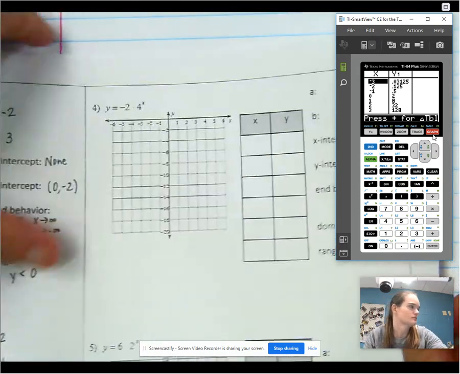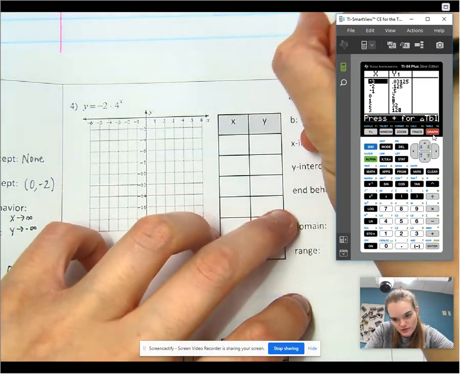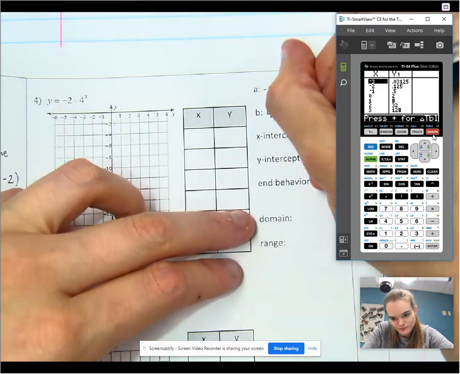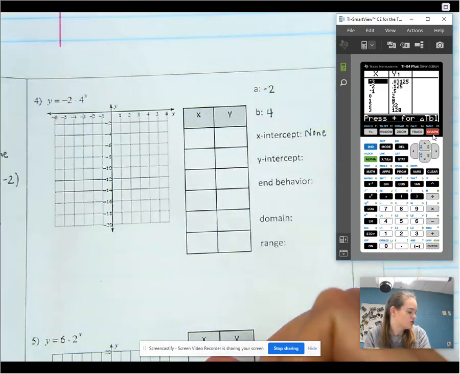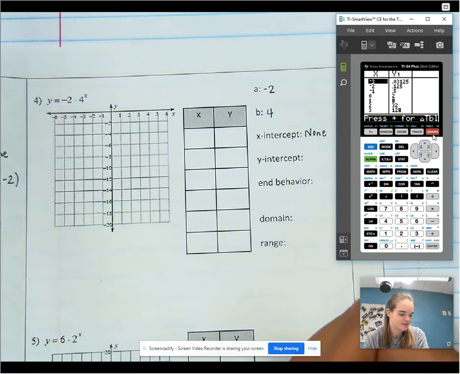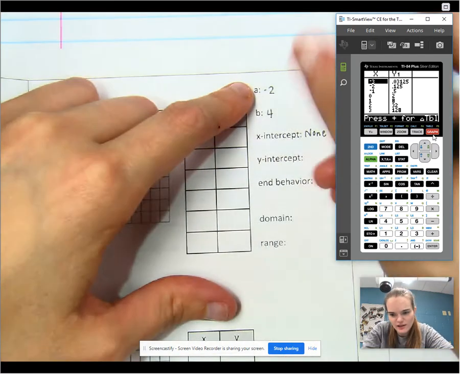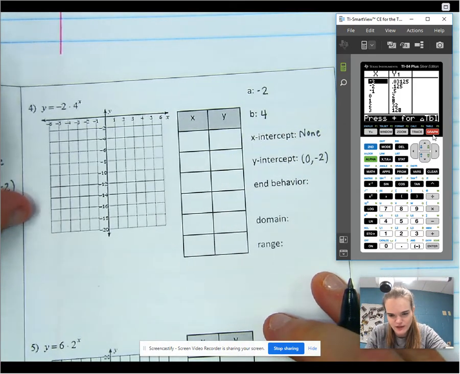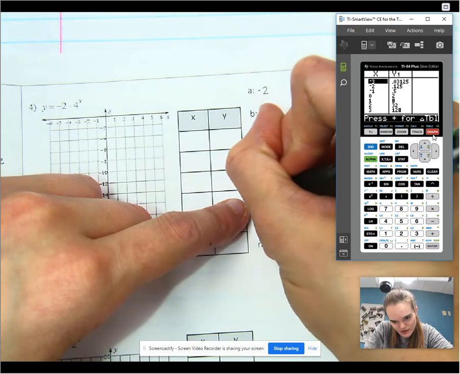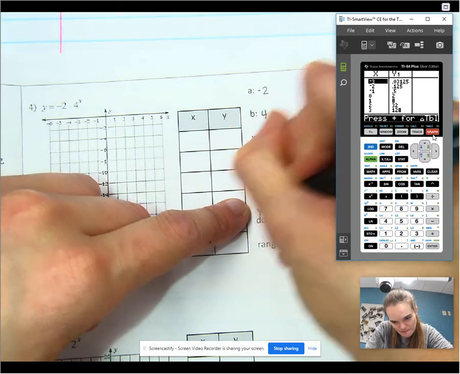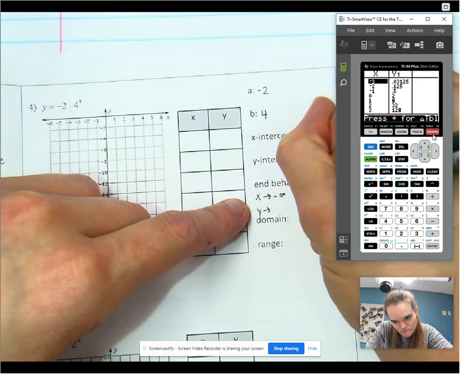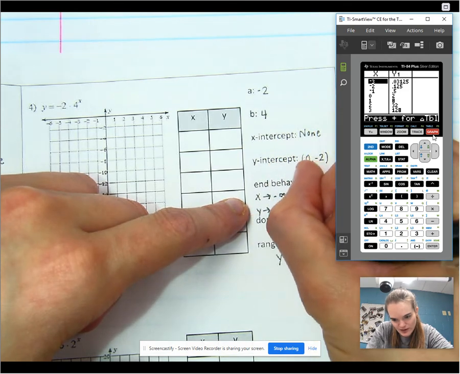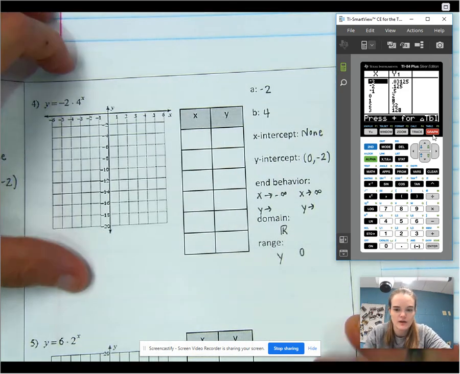Number 4. A is -2. B is 4. X-intercept is none. That will change when it's positive and negative. You'll see that later. Y-intercept is A. That can change if it's positive and negative. End behavior, we'll find that out in a minute. Domain is all real numbers always, and range is something compared to 0.